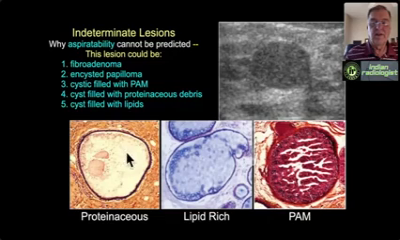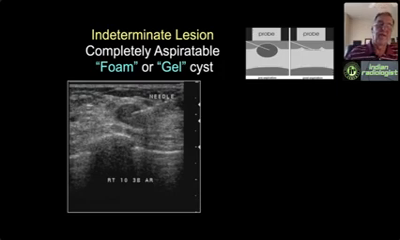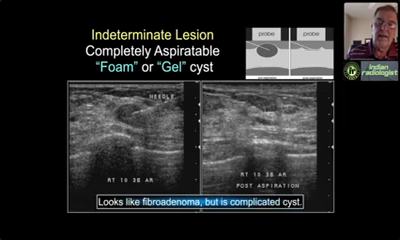This is just proteinaceous debris, this is just fatty debris, and this is completely filled with apocrine metaplasia. So here's one that looks, for all the world, like a classical fibroadenoma. I put a needle in, I attempt to aspirate it, it aspirates completely.